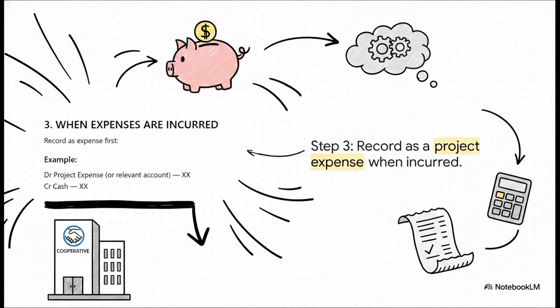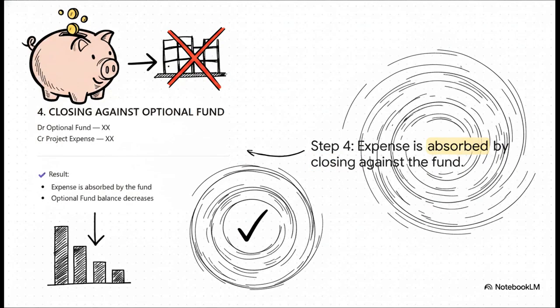Then we hit Step 3, when expenses are actually incurred. So when you finally go out and buy that new software we talked about, you first record it just like a normal expense. You debit your project expense account and you credit cash, simply because the money is leaving the co-op's bank account. And here's the magic trick in Step 4, closing against the optional fund. You really don't want that big project expense to hit your general operations and ruin your bottom line, right? So to fix that, you debit the optional fund and credit the project expense. The expense is neatly absorbed and your optional fund balance just decreases accordingly.